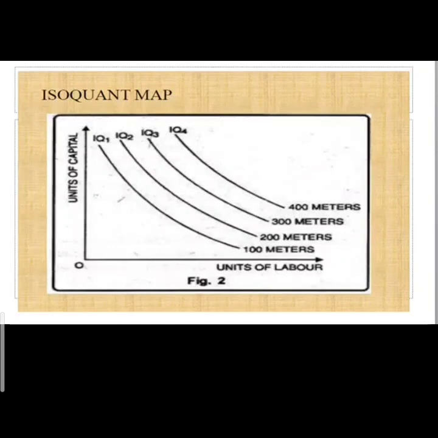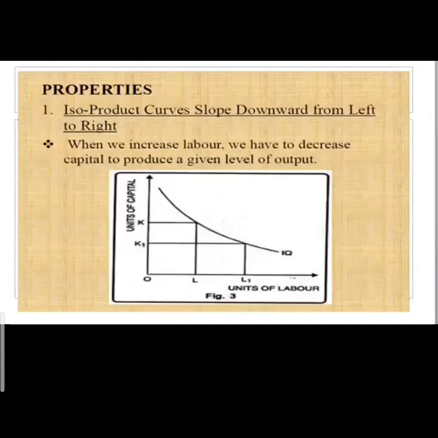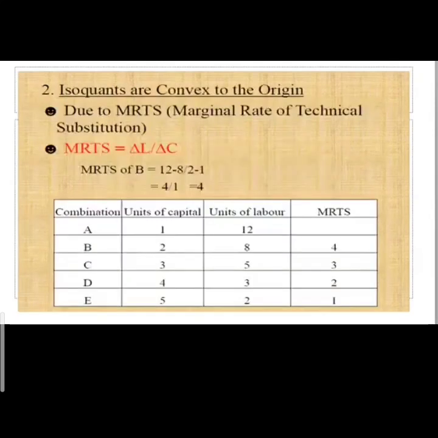We can see isoquants IQ1, IQ2, 3, 4. At the lower IQ1 we are getting 100 meters at every point, and at IQ2 we are getting 200 meters at every point. So a lower isoquant curve shows lower production and a higher isoquant shows higher production of the product. Now the properties of isoquant: it is downward sloping from left to right, as we know this is the law of substitution, that as we increase labor we have to decrease capital, because now we have more units of capital, so we need more labor instead of more capital.